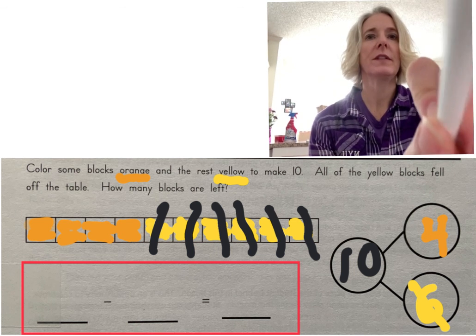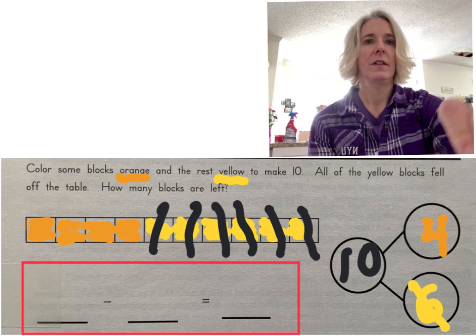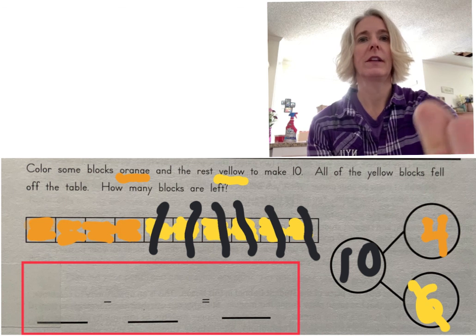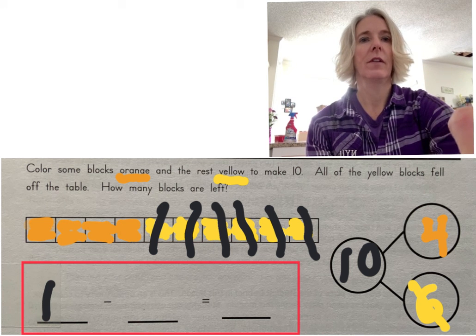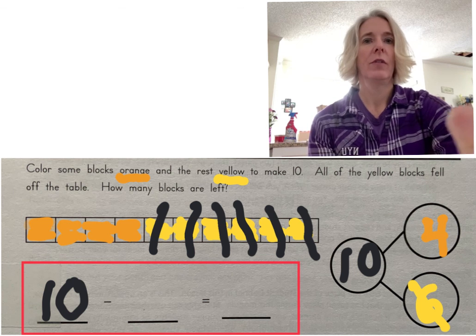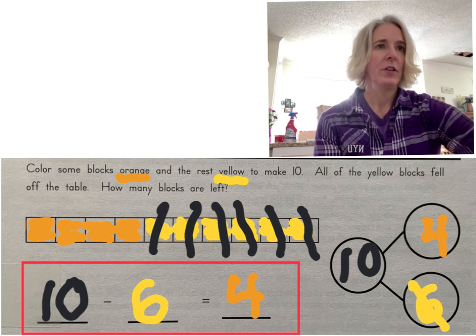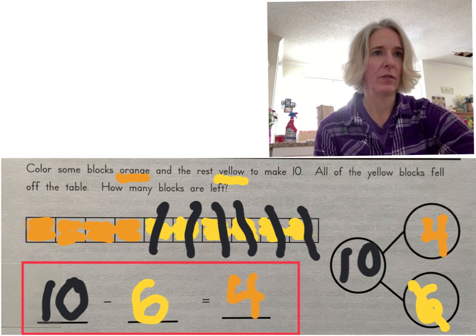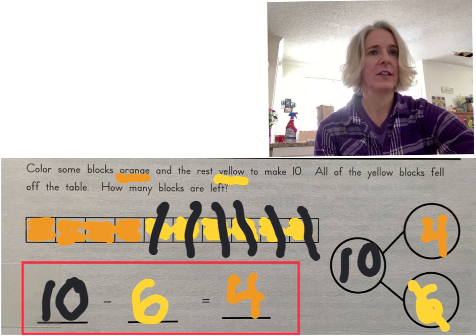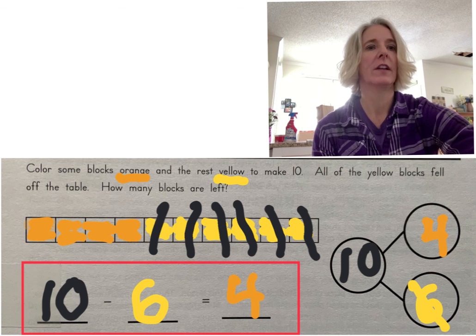So our number sentence is our whole number, which is 10. Let's write that in black. Our whole number is 10. We took away 6, which left us with 4. You should have this on your own activity sheet. When you get to the teacher table, we will look at your work.